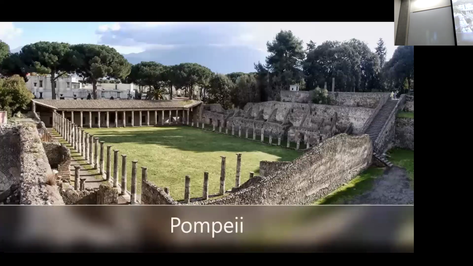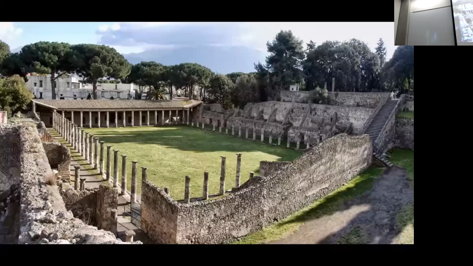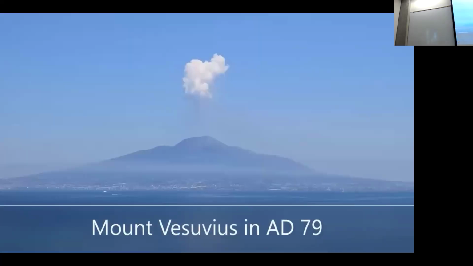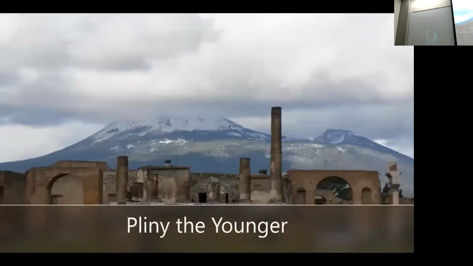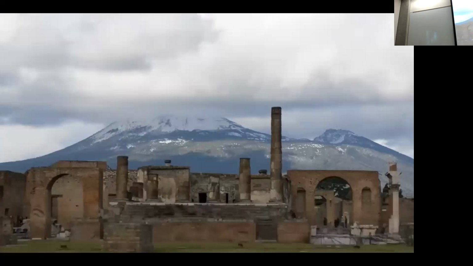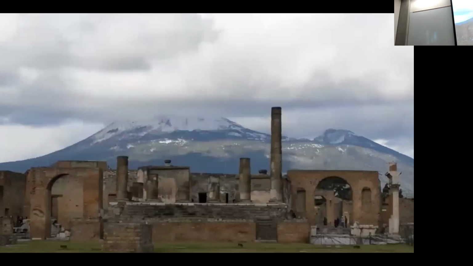The example sources we'll be looking at will be providing information about the ancient Roman city of Pompeii in Italy, which was buried as a result of an eruption from Mount Vesuvius in AD 79. The first source is by a Roman author called Pliny the Younger, who wrote a letter about the events to his friend Tacitus. In the letter, he says that one day, between 2 and 3 in the afternoon, a cloud of unusual size and appearance was rising from Vesuvius.